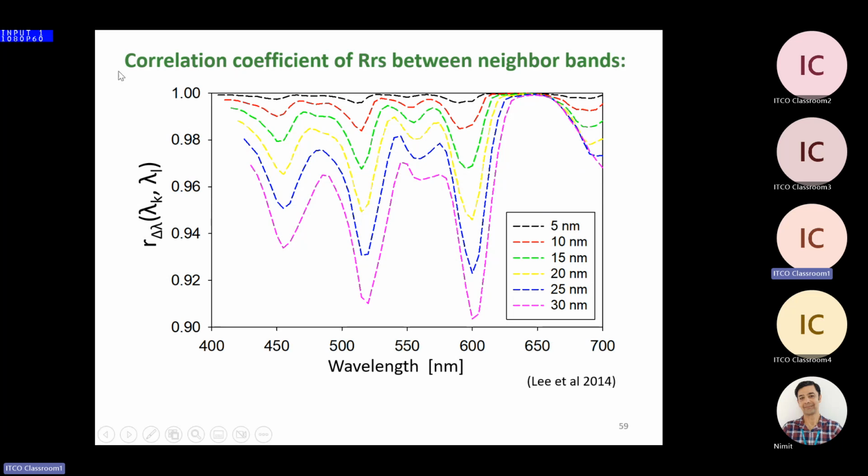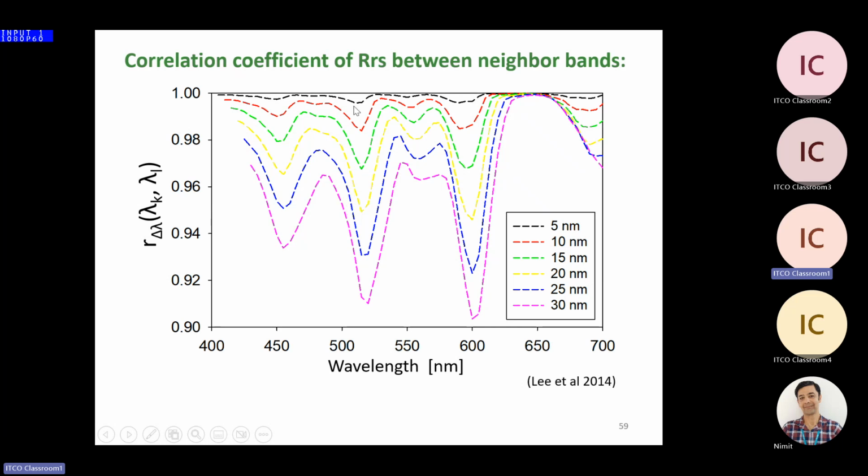So that's this black dashed line. Every 5 nanometer, look at band-to-band Rrs correlation. The red is every 10 nanometer, basically 400 versus 410, 410 versus 420, 420 versus 430, and so on. That's every 10 nanometer, then every 20 nanometer, every 25, and so on. The bottom is every 30.